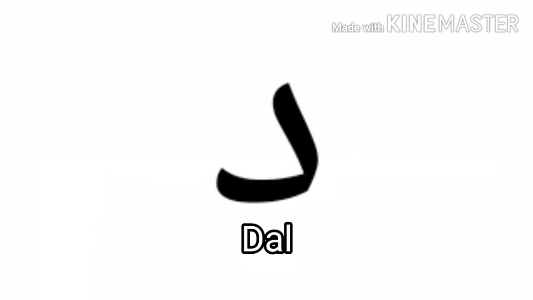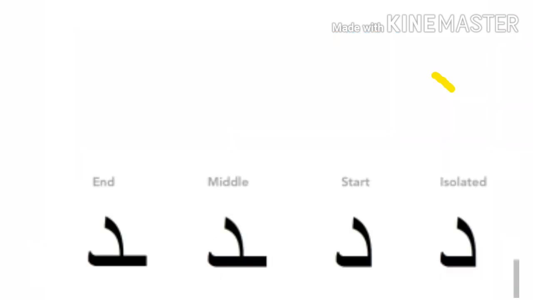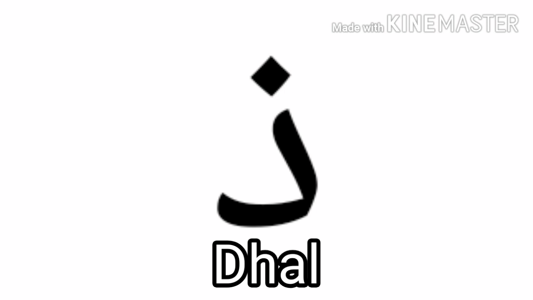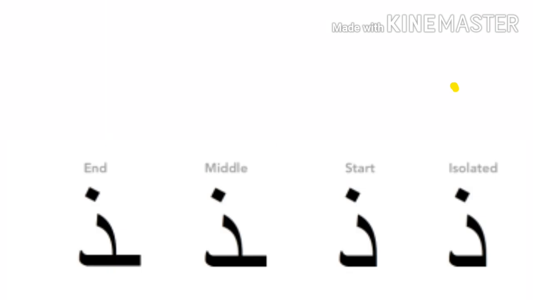Next is Dal, which makes a D sound and it is a diagonal line and a horizontal line. This letter is like the Alif, in that the isolated and initial form is the same and the medial and final forms are the same. So here's how to write them in all the forms. Next is Dhal, which makes a hard D sound and isolated and initial form is the same, and the medial and final forms are the same. So here's how to write them in all the forms.